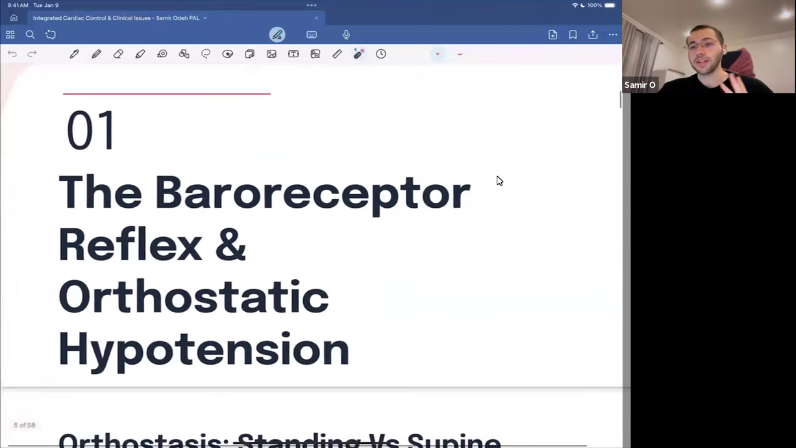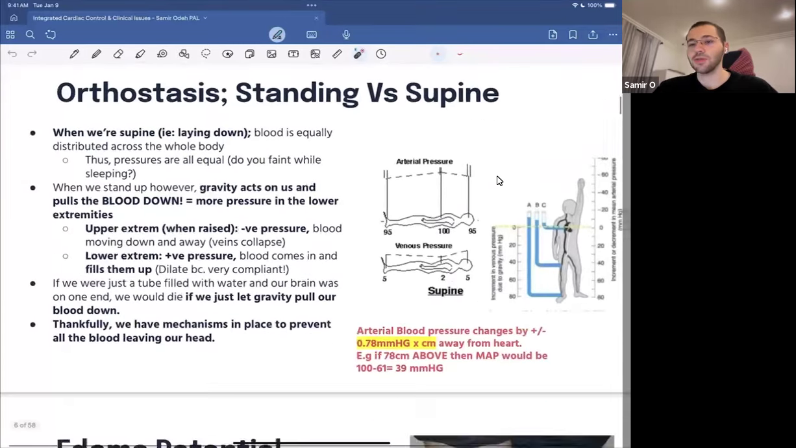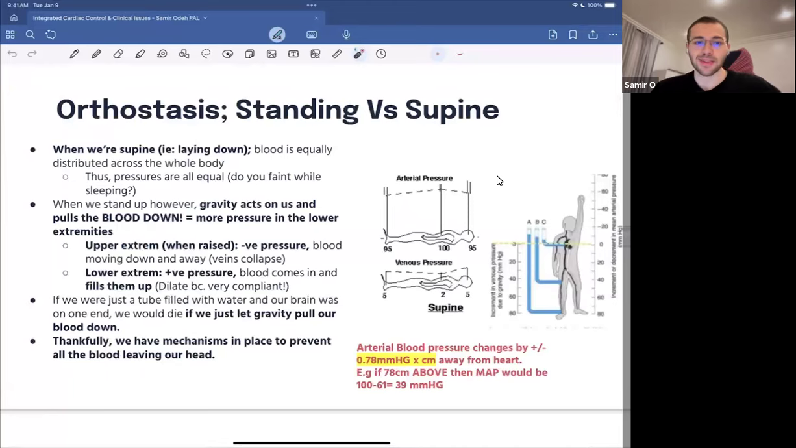So first thing, we're going to talk about the baroreceptor reflex and how that relates to orthostatic hypertension. So what is orthostasis? When we're laying down, imagine us as a tube of blood. So blood is equally distributed all across the body, as in the pressure is very similar. The pressure of blood here, arterially, is the same as the pressure here, which is the same as the pressure here. So there really is a very, very small difference between the blood pressures all across the body.